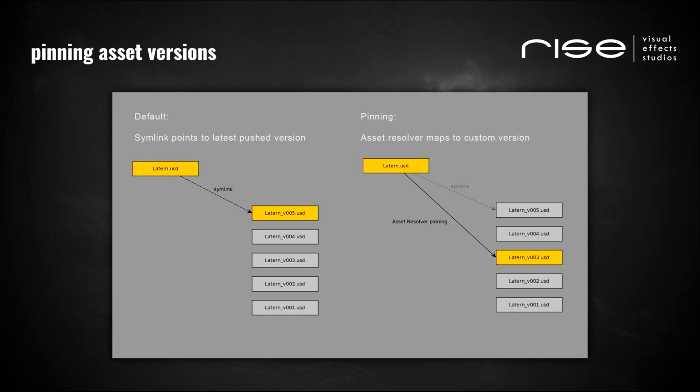And being able to pin assets this way is possible because we implemented a custom asset resolver, and ours was initially based on the replace resolver that was open sourced by RodeoFX. What the asset resolver allows us to do is remap that unversioned Latin USD file that by default always symlinks the latest pushed version, as we can see on the left, to any other version of the asset. So on the right side, we can see that when an asset gets pinned, the symlink is ignored, and the asset resolver now maps it to a different path.